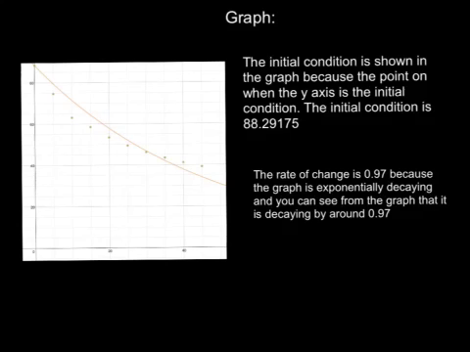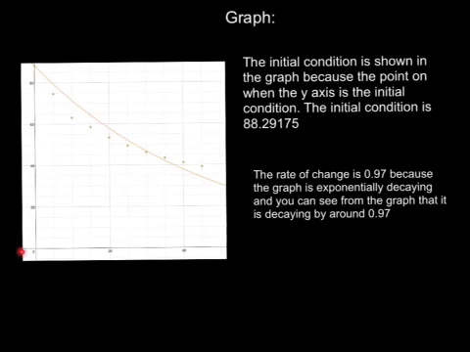Much like a table, the graph shows us many things. The two most important things that a graph shows us are the initial condition, what it is, and what the rate of change is. Well, the initial condition is really easy to spot on the graph if you know how to. Remember, the initial condition is just another term for the y-intercept or the starting value.